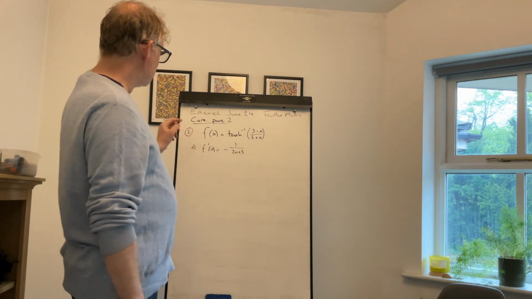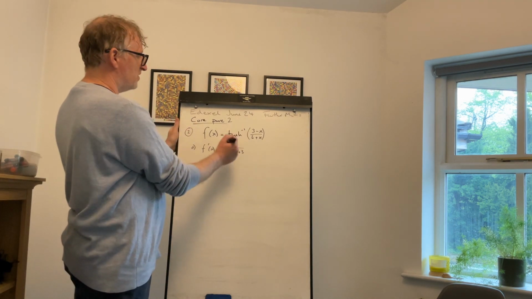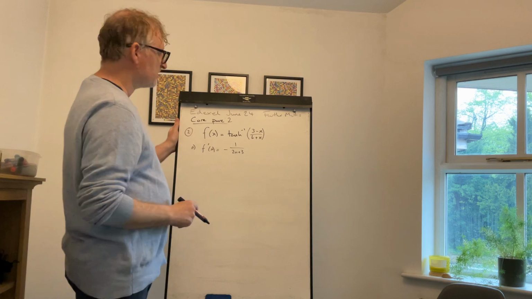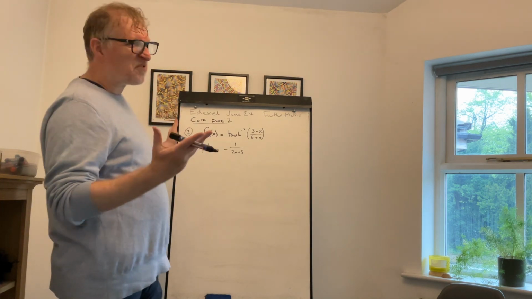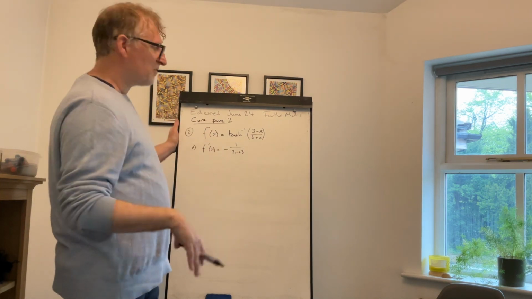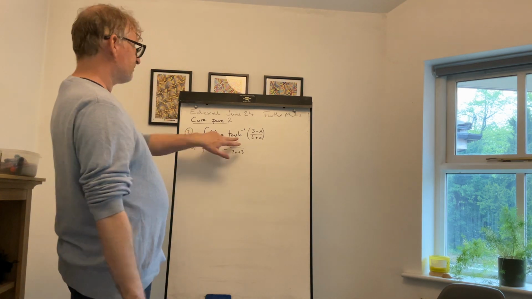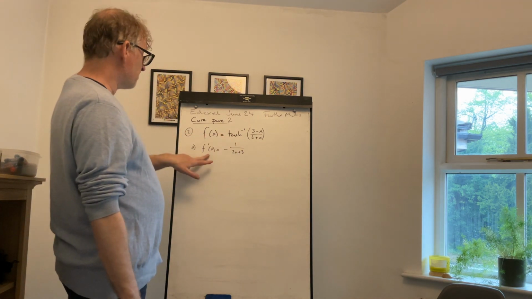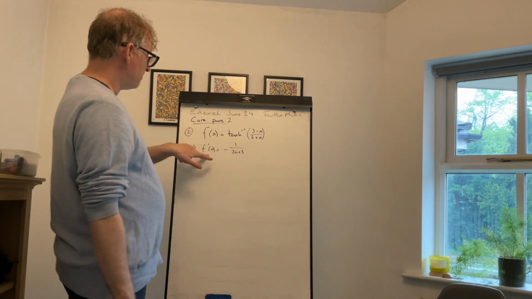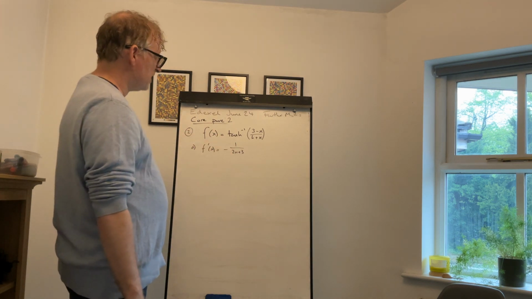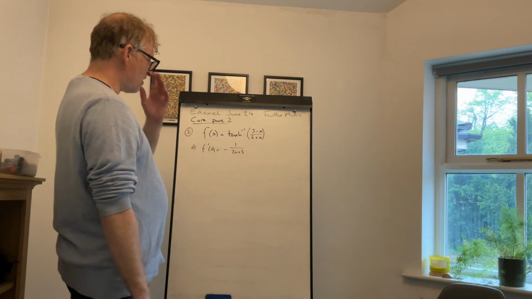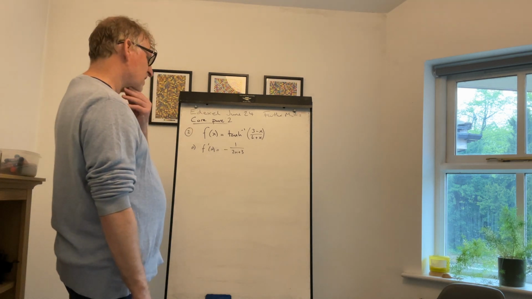We start off by saying that f of x is tanh to the minus 1 of (3 minus x) over (6 plus x). I say tanh, or tanh, lots of people say different things, it really doesn't matter that much. Anyway, we need to show that the first differential of this, f dash x, is minus 1 over (2x plus 3).